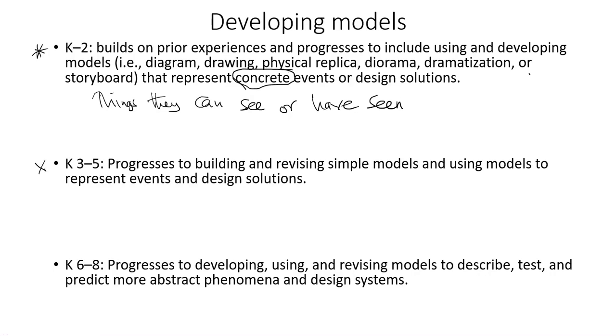At K3 to 5, you are still doing these simple models, but here you are talking about events. It's not just a car, right? Can you represent an event that had occurred? Can you draw a model? For example, lightning. Can you draw a model of a lightning strike that occurred somewhere? So this is a little bit more complex.